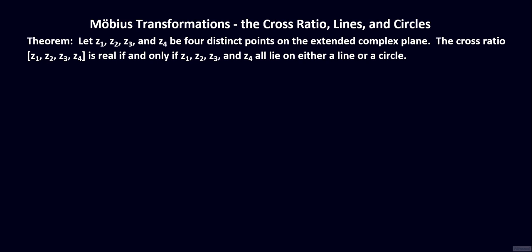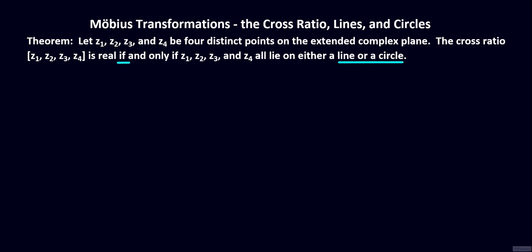In this lecture, we proved the well-known fact that given four distinct points z sub 1, z sub 2, z sub 3, and z sub 4 on the extended complex plane, the cross ratio of z sub 1, z sub 2, z sub 3, and z sub 4 is a real number if and only if the four z sub i's all lie on a cline, being either a straight line or a circle.